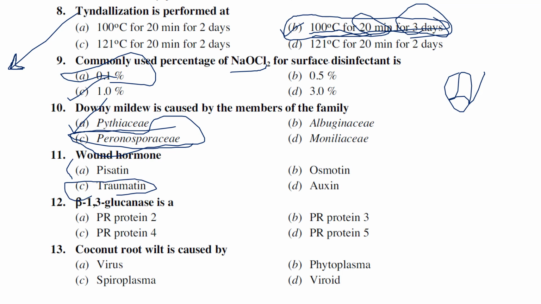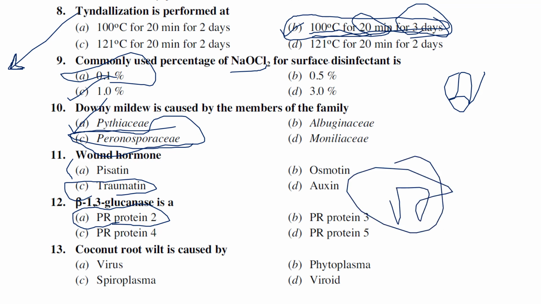Beta 1,3 glucanase is which PR protein: PR protein 2, 3, 4, or 5? Generally, beta 1,3 glucanase is PR protein 2. PR protein 1 is chitinases, PR protein 2 is beta 1,3 glucanases, and 5 is the thaumatin-like protein. So far, 17 kinds of PR proteins have been identified. Chitinases, beta 1,3 glucanases, and thaumatin-like proteins are a couple of PR proteins.